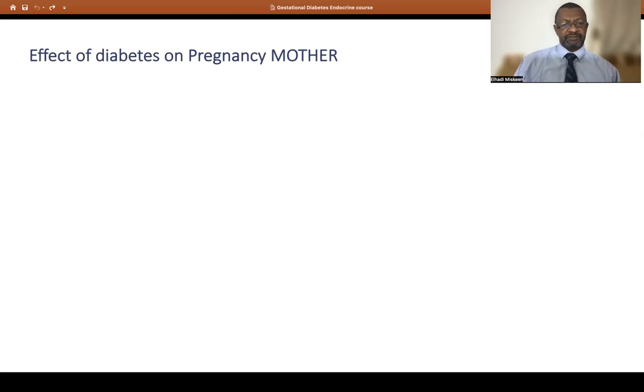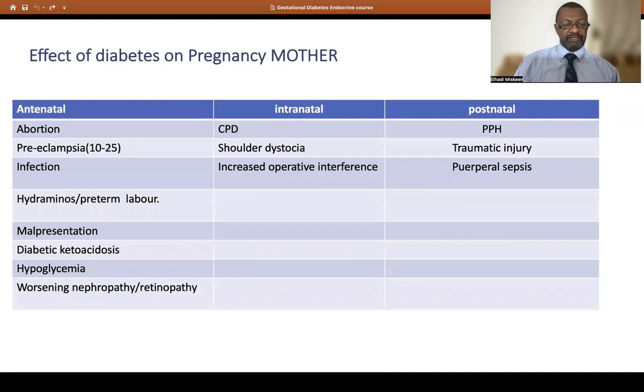The effects of diabetes on pregnant mothers can be categorized as antenatal, intranatal, or postnatal. The antenatal effects include abortion, preeclampsia, infection, hyperglycemia, preterm labor, malpresentation, diabetic ketoacidosis, hypoglycemia, and worsening nephropathy or retinopathy. Intranatal effects include cephalopelvic disproportion, shoulder dystocia, and increased operative interference. Postnatally, patients may develop postpartum hemorrhage, or there may be traumatic injury or puerperal sepsis.